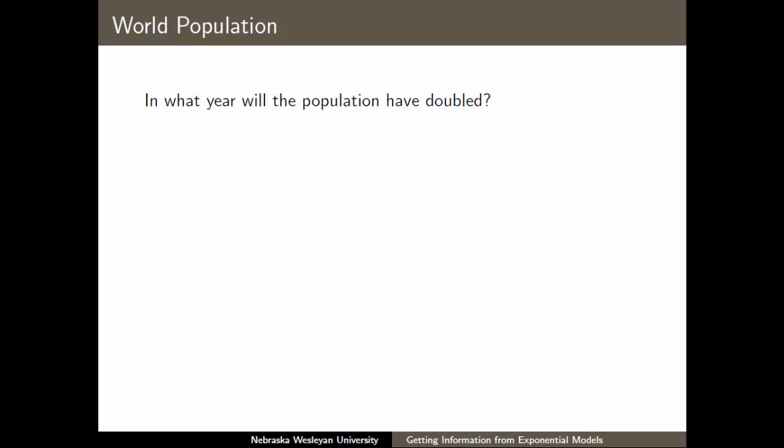Another question we might ask is when the population will double. Last time we were given a certain year and asked to evaluate what the population would be. This time we know the value of the population should be about 13.2, because that's double of our initial 6.6 billion, and we want to know at what year that happens. That's a more complicated question to answer.